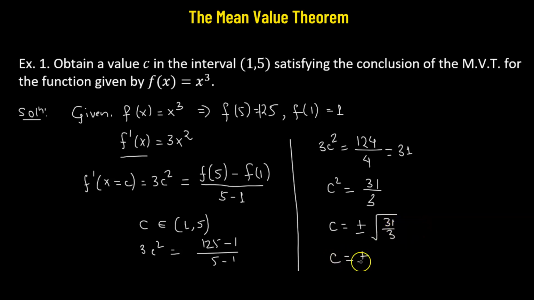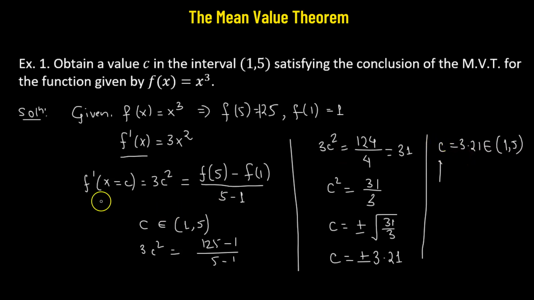Let's take the square root, so we have plus or minus square root of 31 over 3. So c will be equal to plus or minus square root of 31 over 3, which is 3.21. However, we are only going to consider the positive value of c, which is 3.21, because this is the only value that lies in the interval (1, 5). So using the mean value theorem, we have obtained one value of c. At least there will be one c where the slope of the tangent line calculated at that point will be exactly equal to the slope of the secant line. Fine. So let's do another problem.